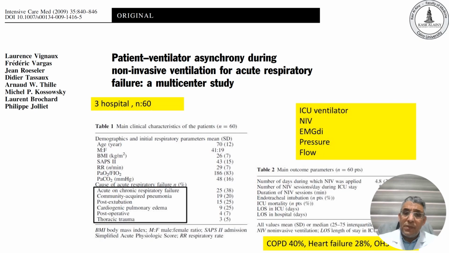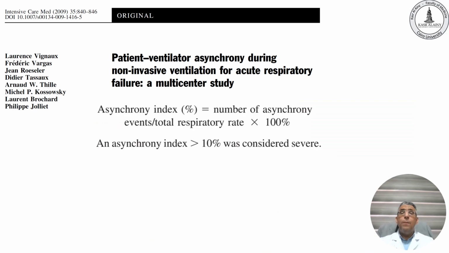This is one of the studies which has been done on patient-ventilator asynchrony in chronic obstructive airway disease in 3 hospitals. They used ICU ventilators, non-invasive ventilators and portable ventilators, and they assessed the presence of asynchrony using EMG and pressure with flow waveform on the graphical display. Most of the patients, 40%, had chronic obstructive airway disease, near 30% had heart failure, and 15% had obesity hypoventilation syndrome. They defined the asynchrony index as the number of asynchrony events over the total respiratory rate, and if it is more than 10%, it was considered severe asynchrony.